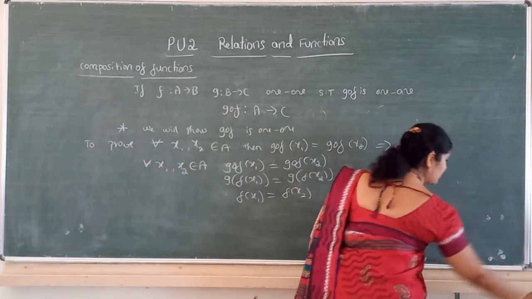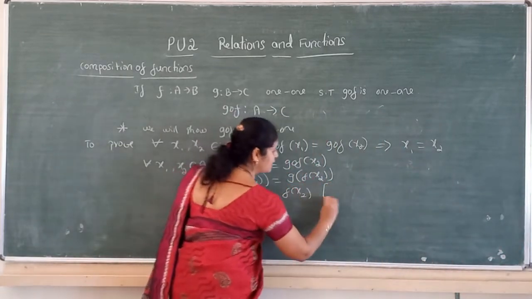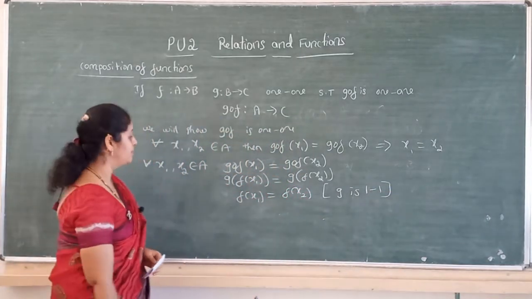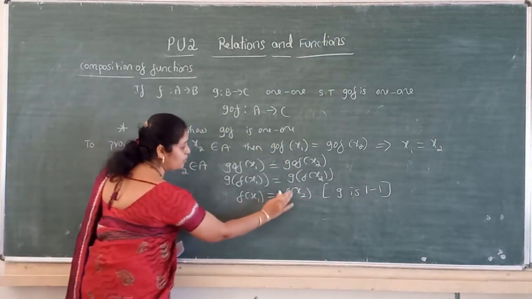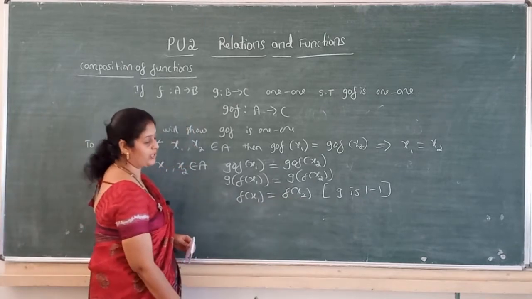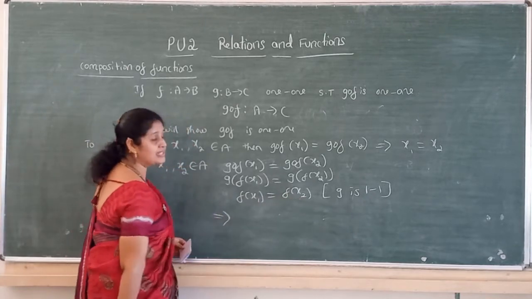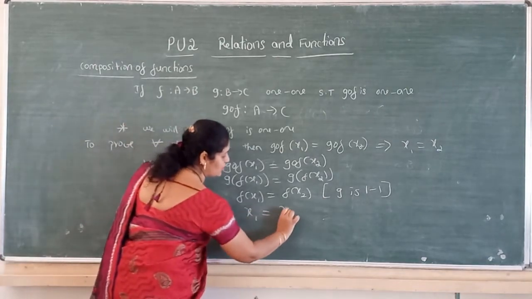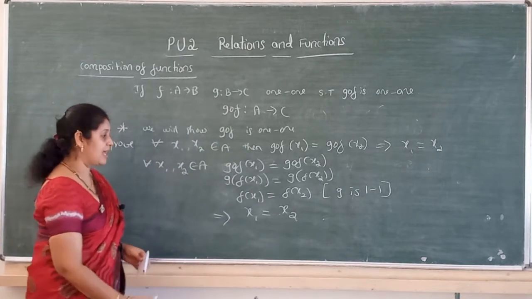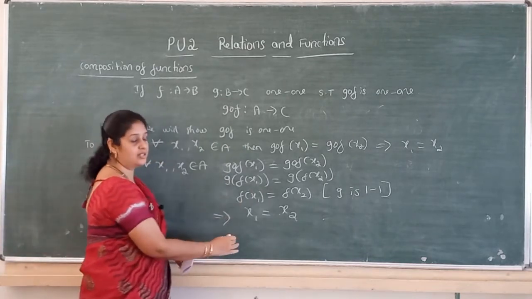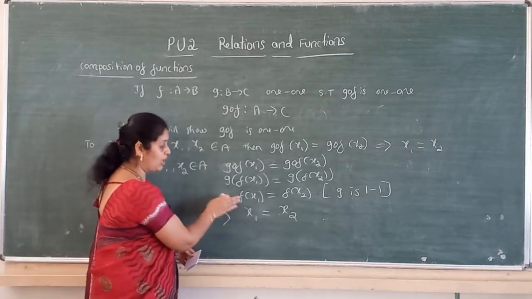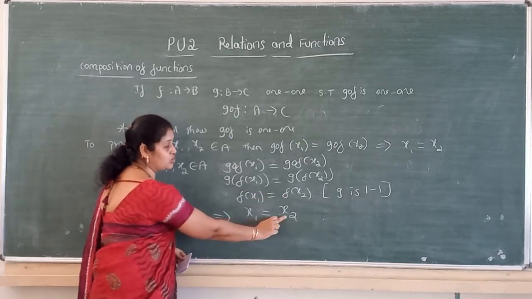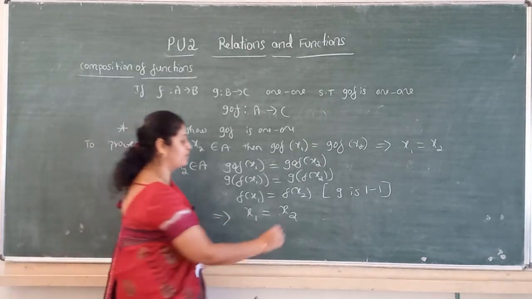So the reason is, g is 1-1. Now I have f of x1 is equal to f of x2. That implies x1 is equal to x2. Why does this happen? Because f is 1-1. So in the next step, f is 1-1, f of x1 is equal to f of x2 implies x1 is equal to x2. That is because f is 1-1.